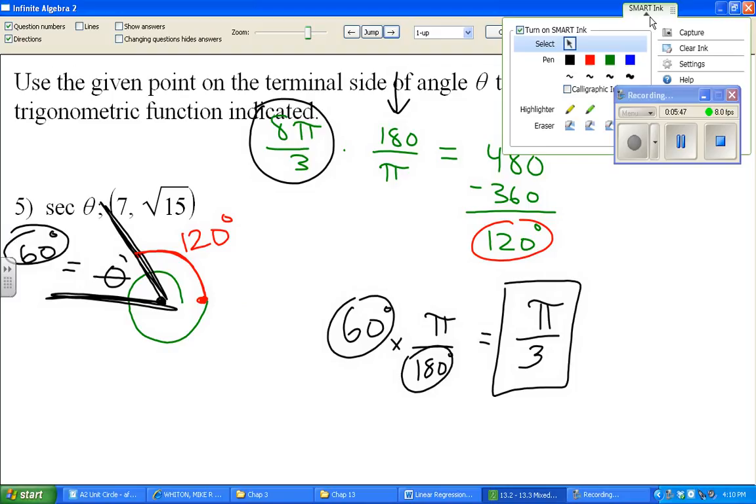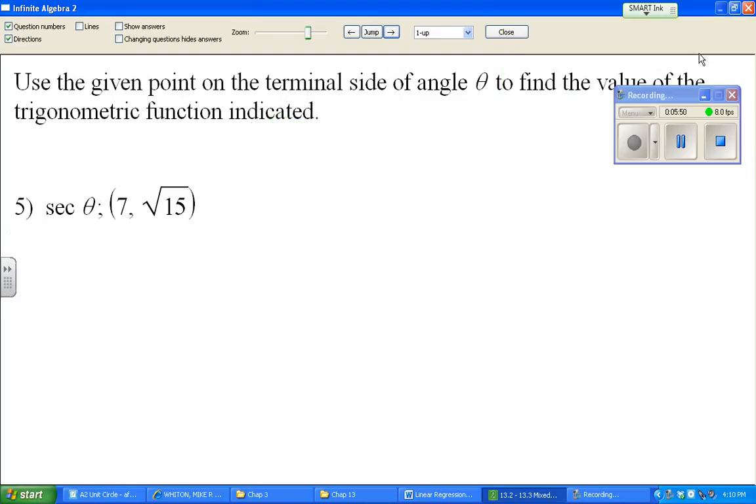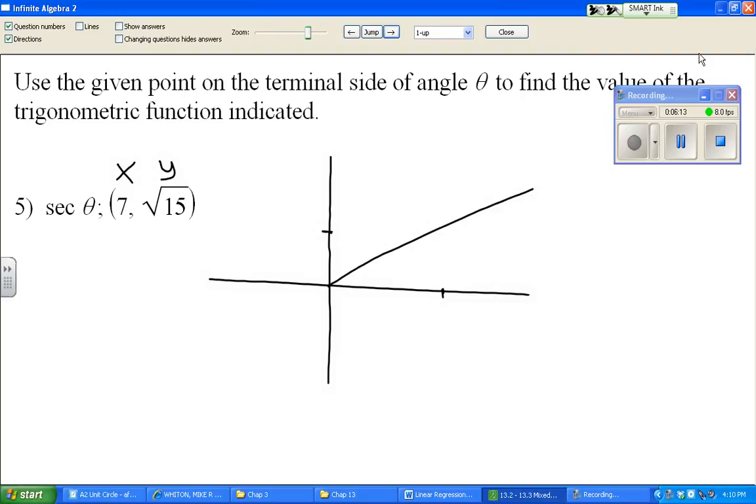Okay, number 5 then, we want to find the secant of some angle. They give us a point on the terminal side, so they give us an x and a y. Okay, so this is one of those problems where a picture might be helpful. I know that the x value is positive 7, so out here somewhere. The y value is positive root 15, so that's just a little bit less than 4, so maybe up there somewhere. And that point is on the terminal side. We have some angle here. The coordinates of that point are 7, root 15.